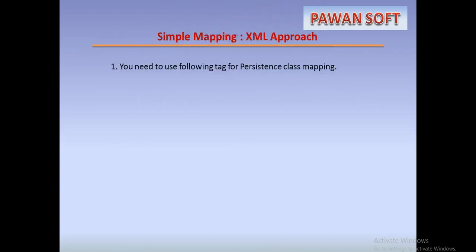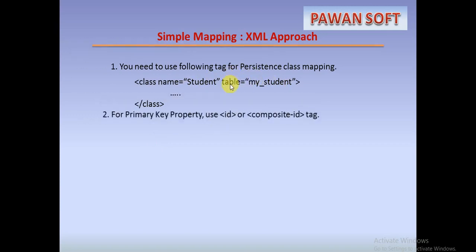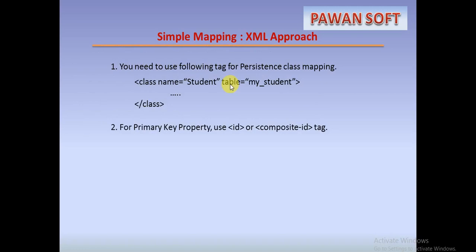When you want to map your Hibernate persistent class, you have to use the class tag, right? To specify the name of the persistent class, you have to use the name attribute, and to specify the table name, you have to use the table attribute. And second, when you have a primary key property, to specify it you have to use either the ID tag or the composite ID tag. Let's see the example.